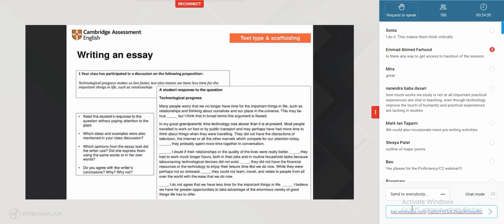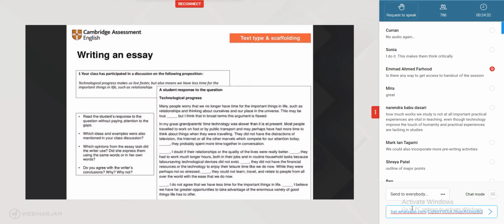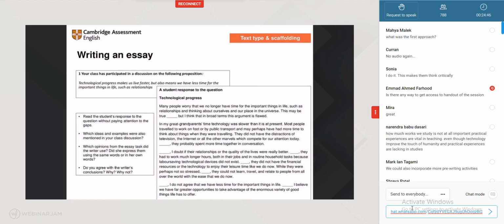Using model text, which we'll look at in a second, is also great. But a model text is a model. I mean, it's a perfect text. It won't have errors in it. It won't necessarily be written using language typical of learners at the level. So I think sample answers are a great resource, and you can easily do something like this.